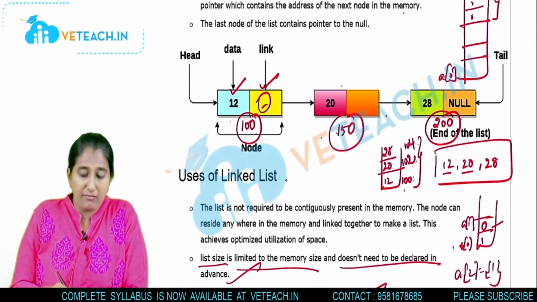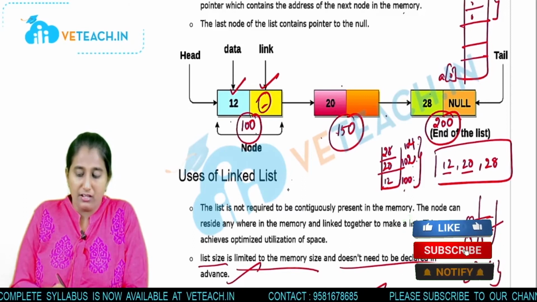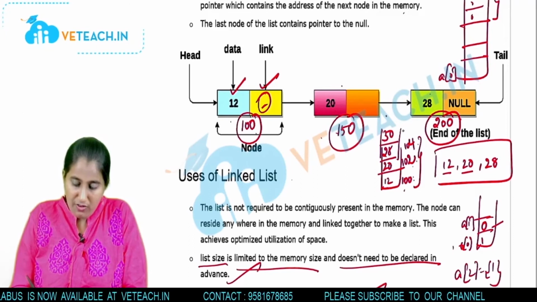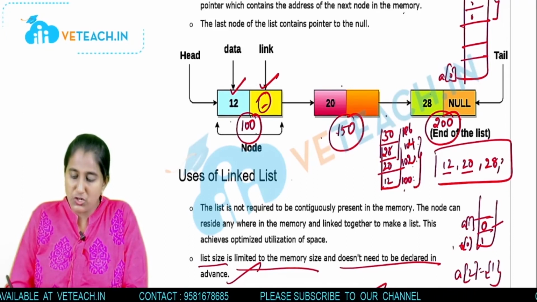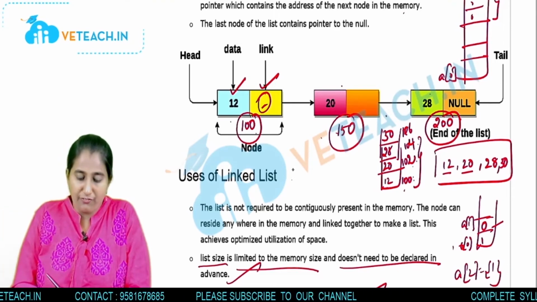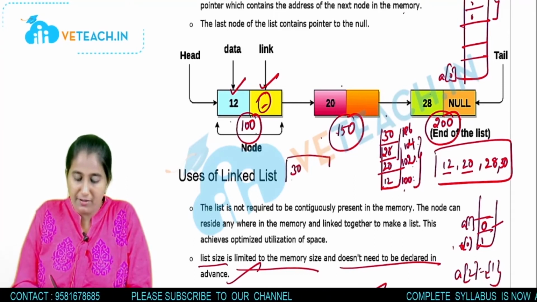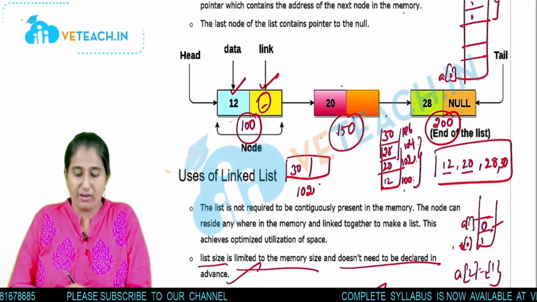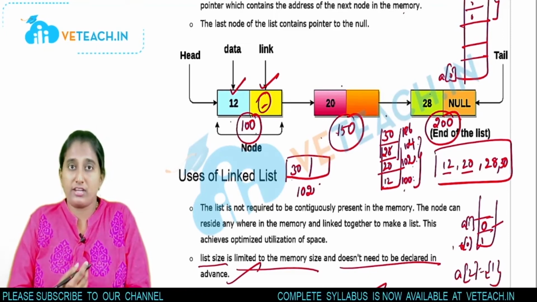See, for example, I want to insert an element like 30. So in the array I am inserting 30. What will be the memory location? 106. So the order should be 12, 20, 28, 30. In a linked list, if I create a memory element like 30 at 102, for example, according to memory allocations, you may get a doubt.